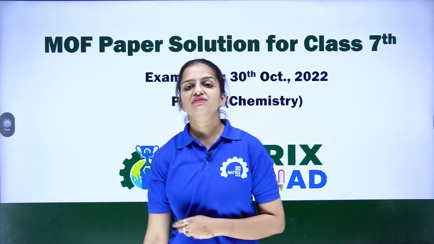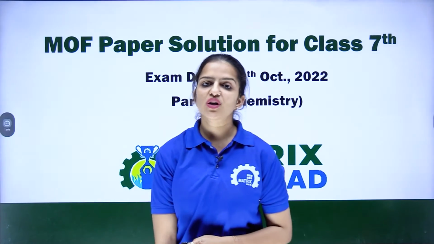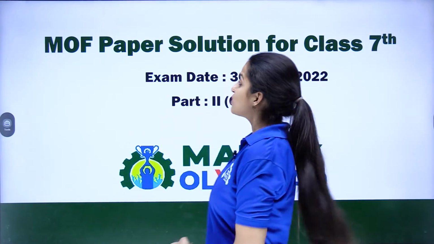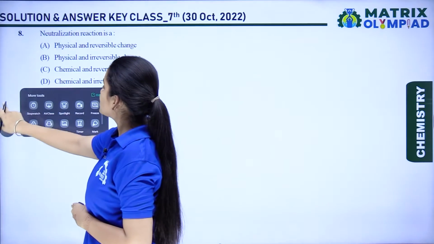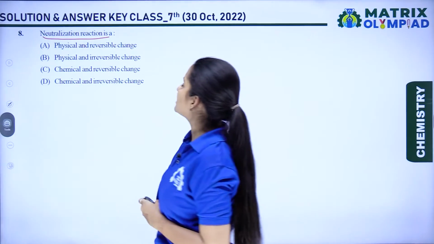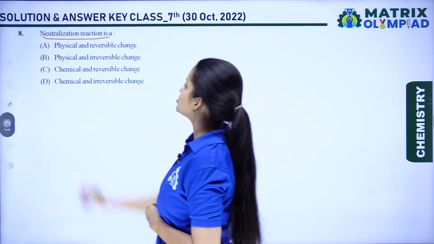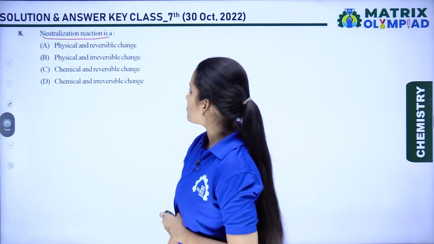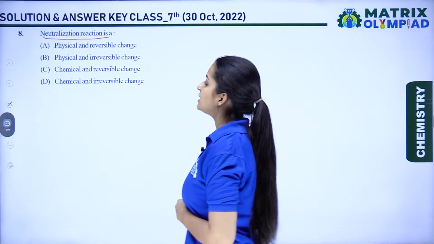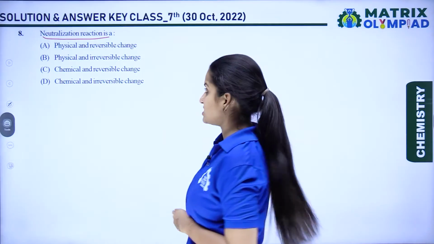Hello students, today we will discuss the MOF solution of class 7th subject chemistry. Our first question is neutralization reaction. Neutralization reaction is option A, physical and reversible change, option B, physical and irreversible change, option C, chemical and reversible change, and option D, chemical and irreversible change.